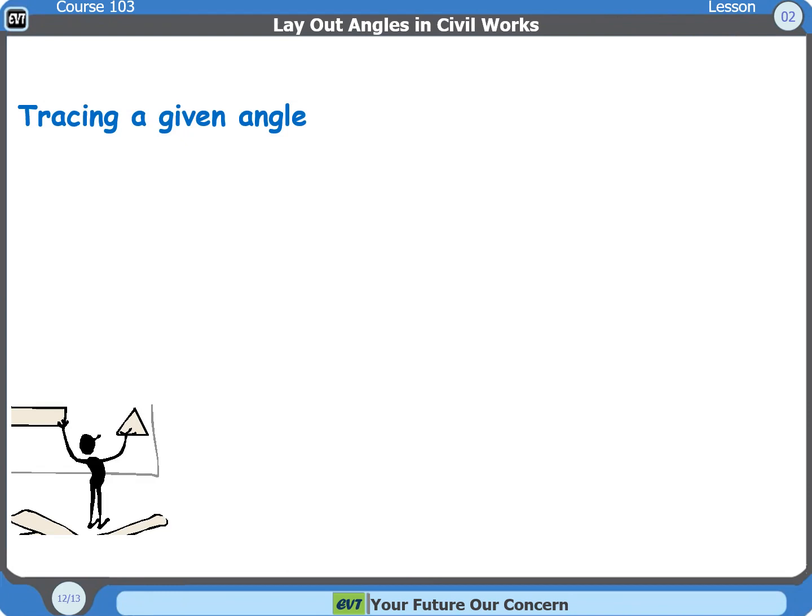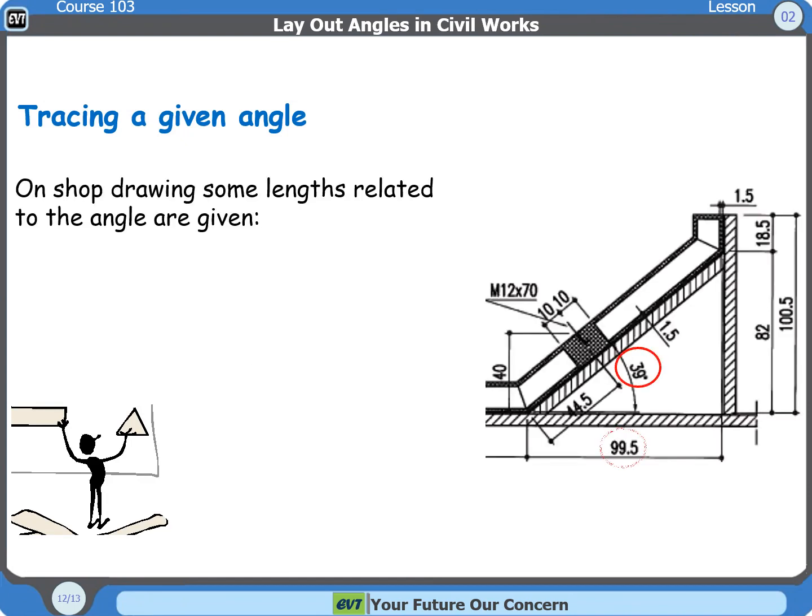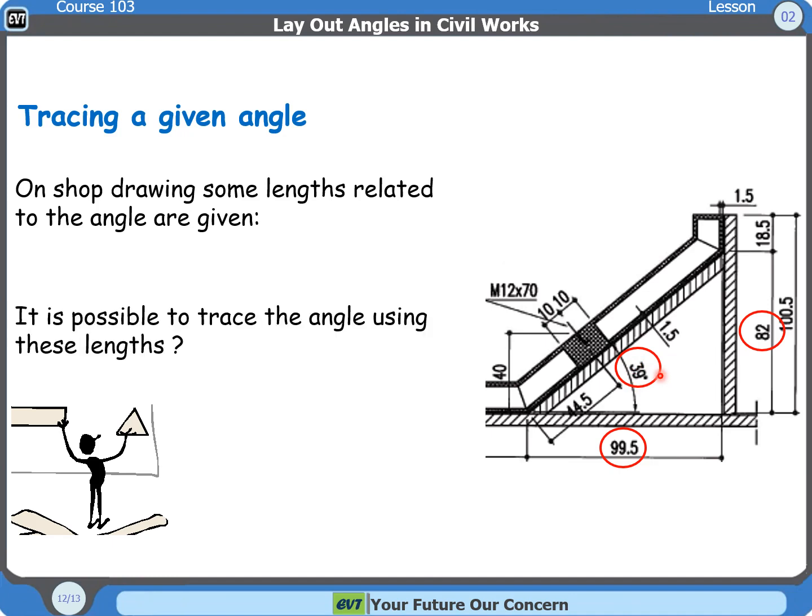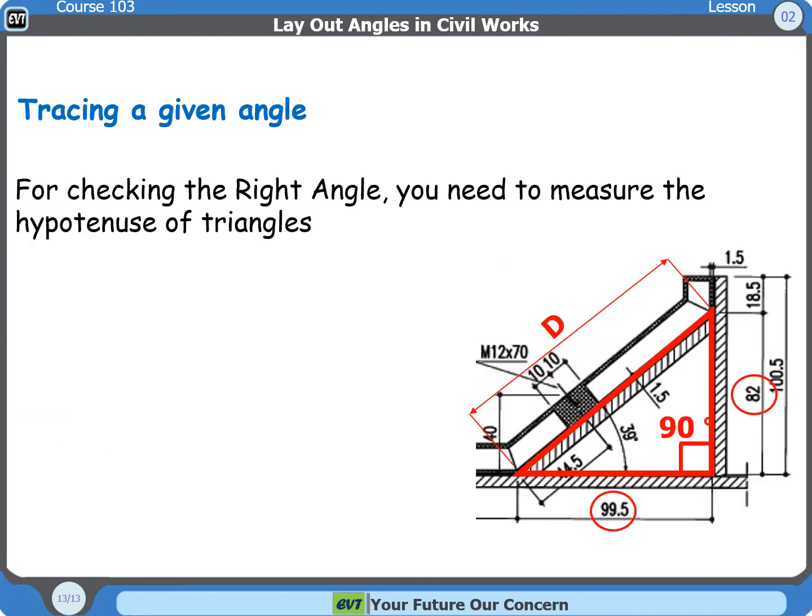Now we will learn how to trace a given angle. On a shop drawing, some lengths related to the angle are given, like this length and this length related to this angle, 39 degrees. The question is, is it possible to trace the angle using only these lengths? We will answer the question by example.